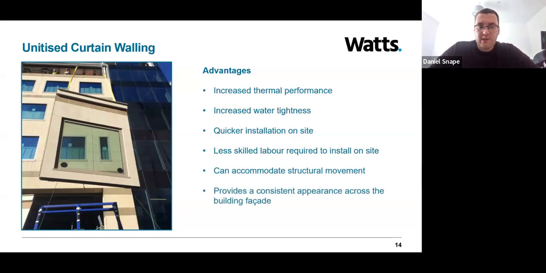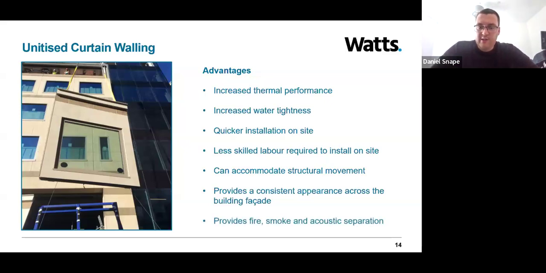They also provide a very consistent appearance across a building facade, which a lot of people see as a key benefit. They want a nice, smooth, flush facade that portrays one type of design, if you like. So these panels are very good for providing a unitized, consistent appearance.